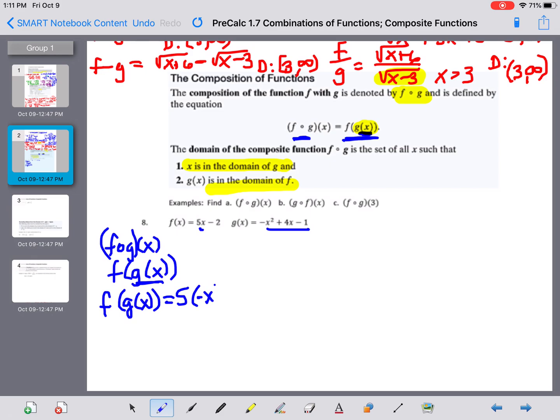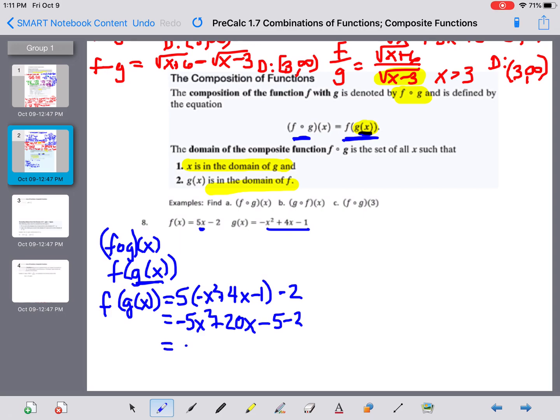So negative x squared plus 4x minus 1. Okay, so I plugged in that for x. And don't forget, I still have this minus 2 on the outside because all I did was replace my x with my entire g of x. All right, simplifying. Negative 5x squared plus 20x minus 5 minus 2.